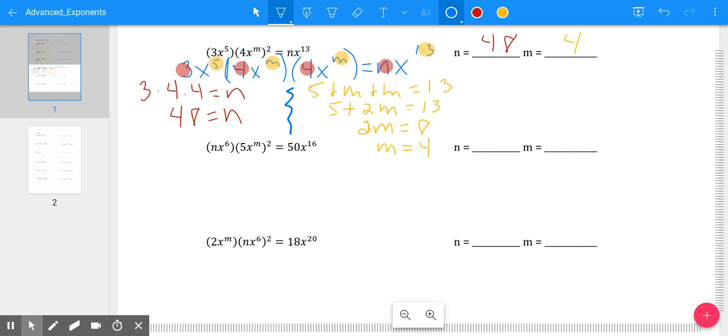And again, if we take a look at the next one, the second quantity is squared, so that means we need to write it 2 times. We're multiplying it by itself. So 5x to the m times another 5x to the m.